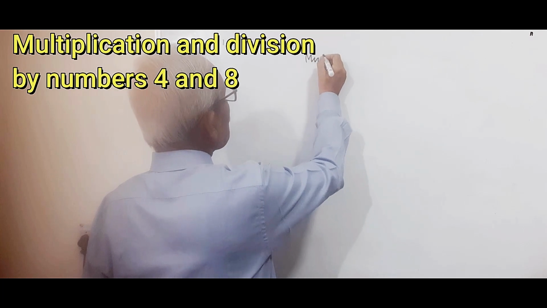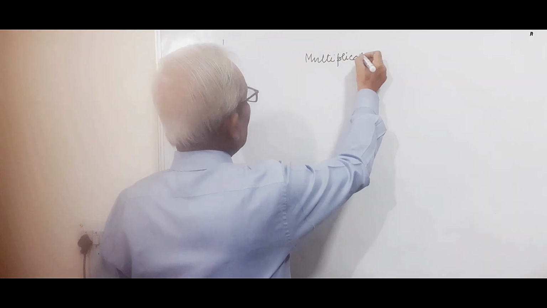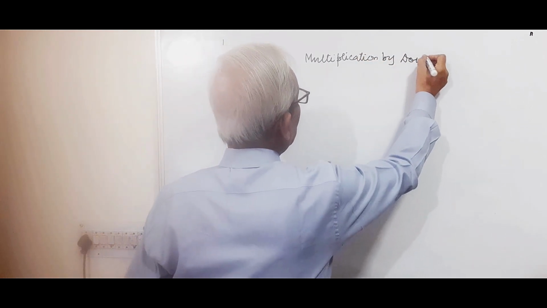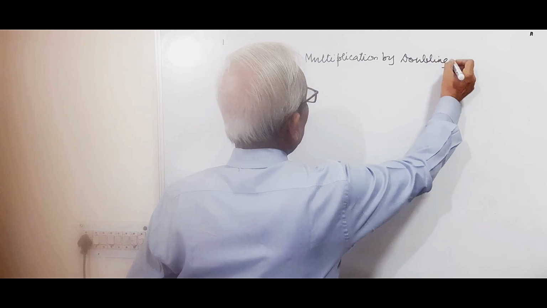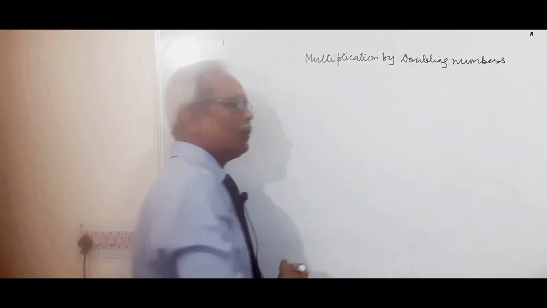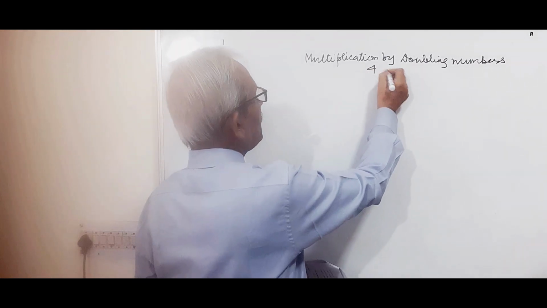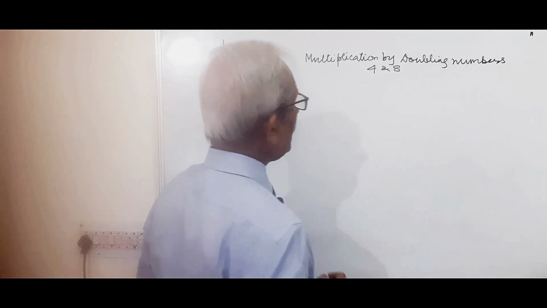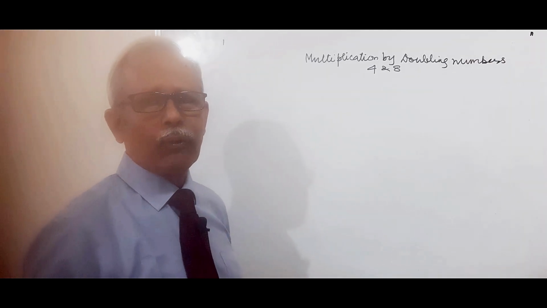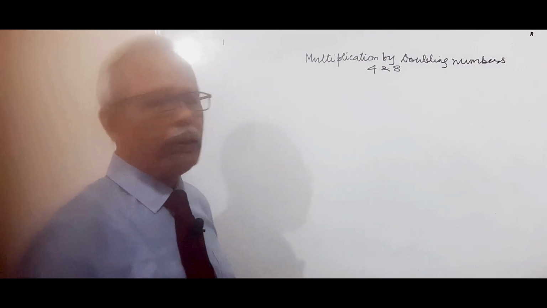Multiplication by doubling numbers. And for that we'll particularly see multiplication by the numbers 4 and 8. How we can easily multiply any number while multiplying with 4 and 8. Rather than doing it straight away by 4 and 8, we can double it.